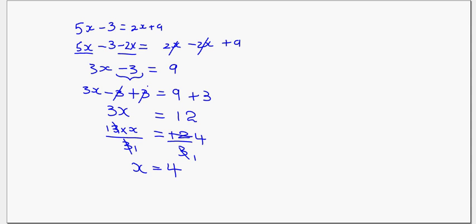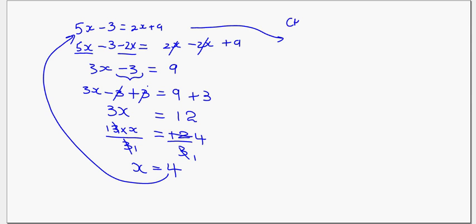x equal to 4, put it into the equation. So if we take x equal to 4 here and substitute it into this equation here, what happens? Let's see what happens now, just as a check. You get 5 multiplied by 4. Notice the use of brackets there to mean multiply. Minus 3 should be equal to 2 multiplied by 4 plus 9. Clear on that so far?